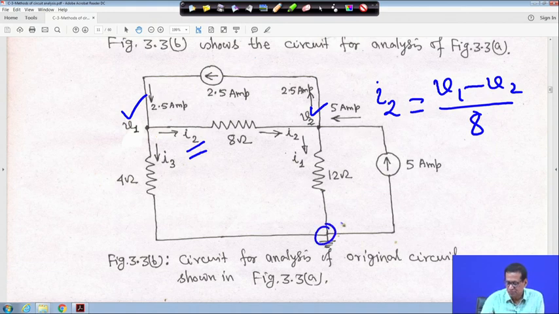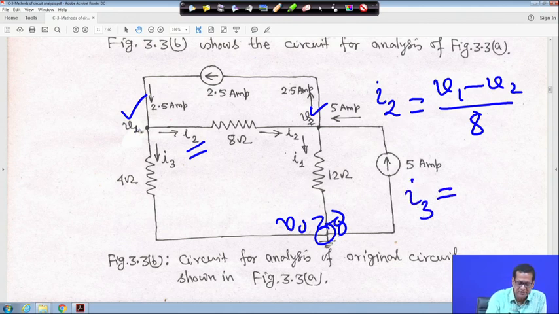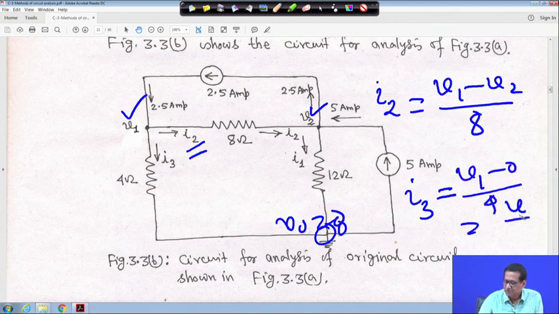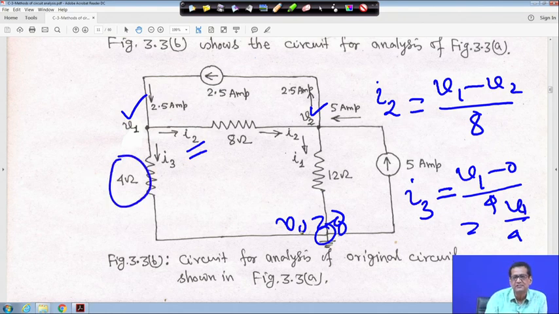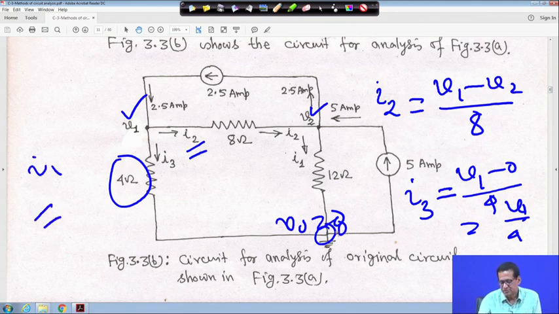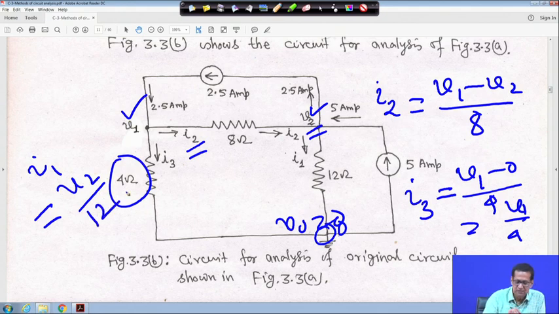Similarly, this is your datum node O, this reference voltage is 0, right. So, I3 is equal to V1 by 4, actually V1 minus 0 by 4, that is V1 by 4, because this 4 ohm resistance is here. It is V1 minus V0, but V0 is 0. Then I1: I1 is equal to, if this is the datum node, reference node 0, the voltage here is V2. So, it will be V2 minus 0 by 12, that means it is actually V2 by 12. This is I1.